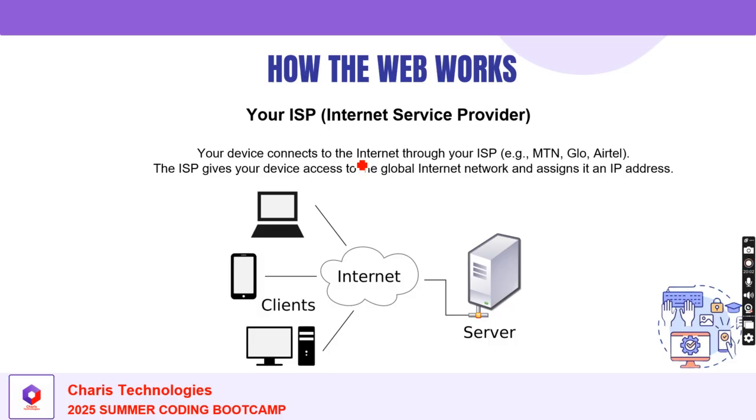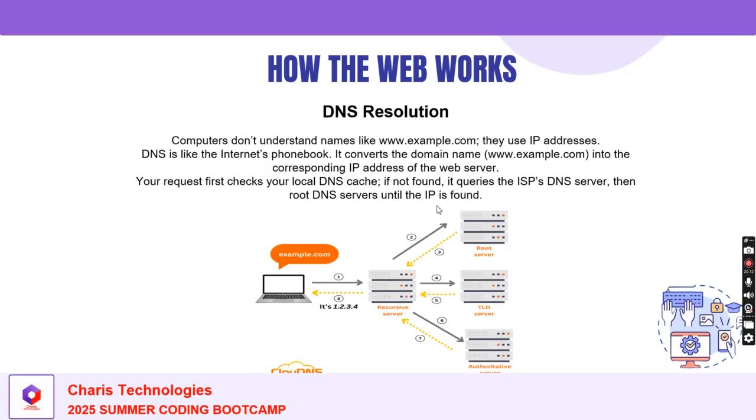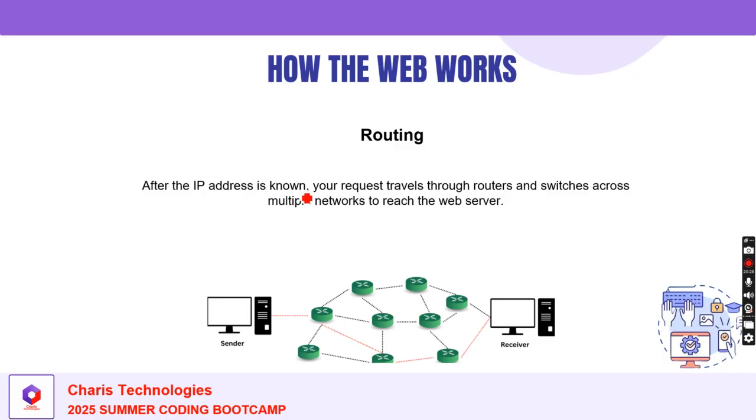Now your internet service provider will give you access to the internet if you have paid, if you have subscribed. They give you access to the internet and they assign an IP address to your device. Now computers don't understand domain names, like I've said earlier, so they use IP addresses to locate it. So it is the domain name server that will convert the domain name that you entered into an IP address. Then, when the IP address of the server has been identified, your request will travel through routers and switches across multiple networks to find the web server.